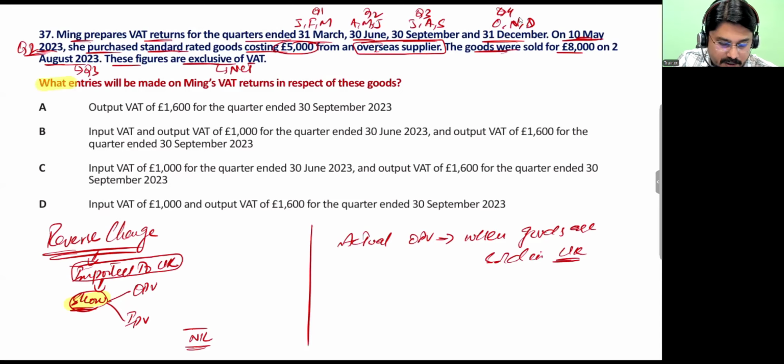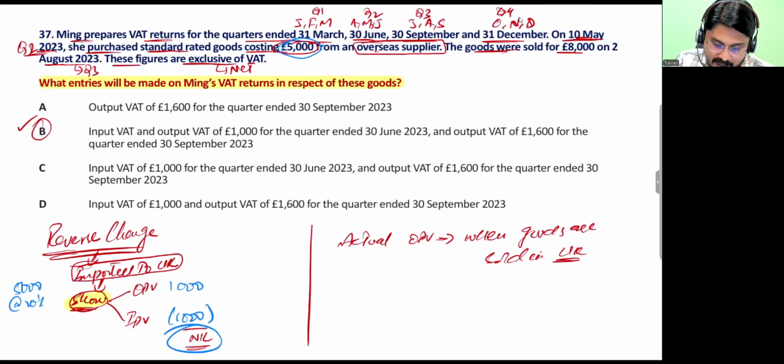The question is what treatment will be made on Ming's VAT return for these goods. So B is the correct answer. Why? Because when the goods are imported into UK, the value was 5,000. On 5,000, if we calculate tax at 20%, the value will be 1,000, and we also claim the 1,000, so the net impact will be nil. And when these goods are sold in UK for 8,000, then on 8,000 a 20% tax of 1,600 will be calculated as output VAT.